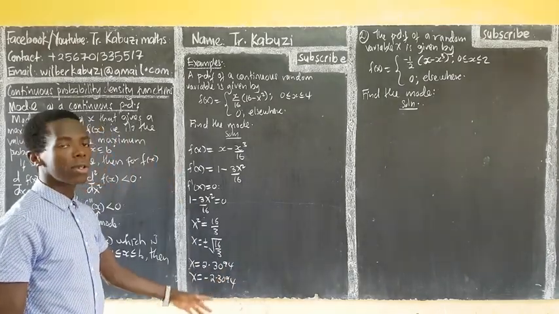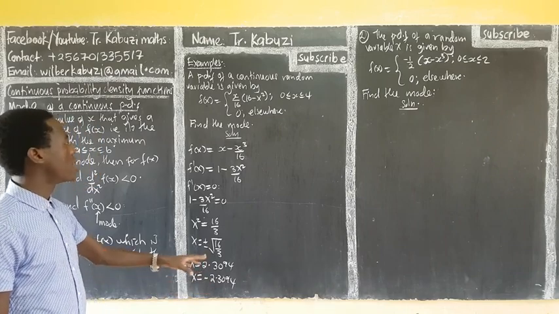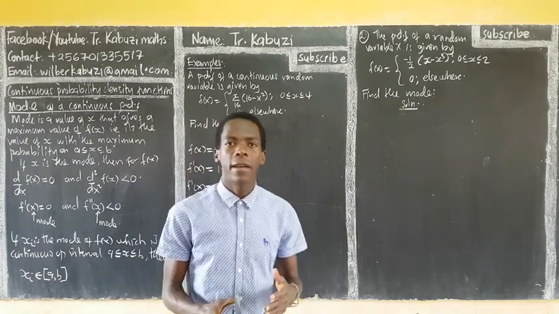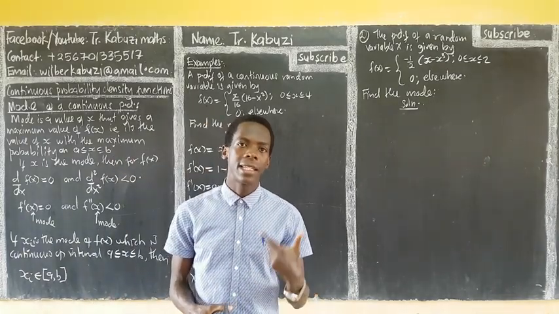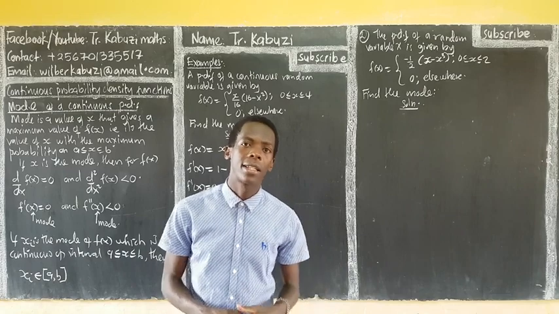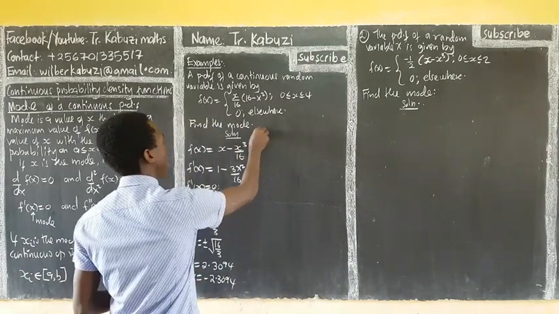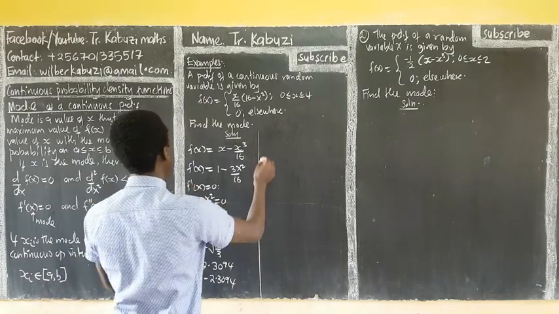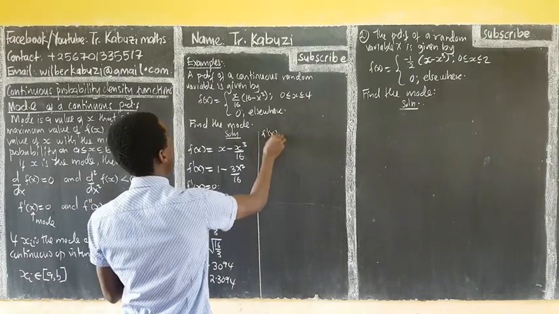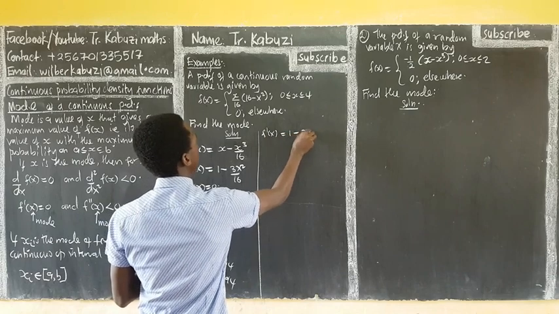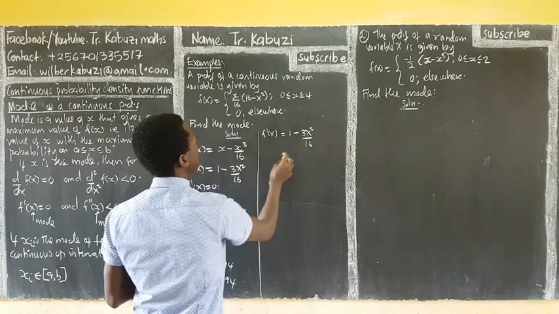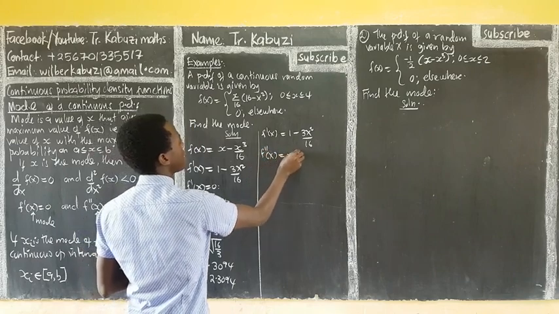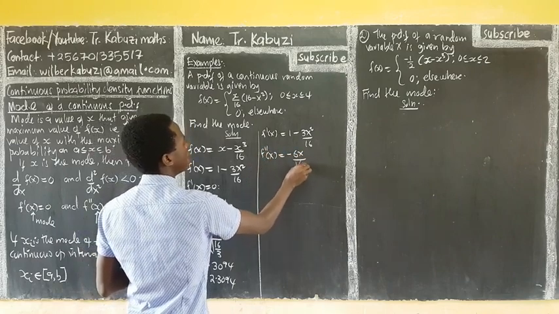Now, to pick one, don't predict from here. We always use the second derivative test, because in pure mathematics the value of x which gives us a negative in the second derivative is what is going to give us the maximum. So let's get the second derivative of this function. Our f prime of x was 1 minus 3x squared over 16, so the second derivative will be negative 6x over 16.